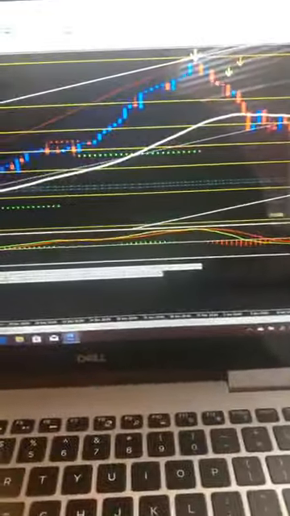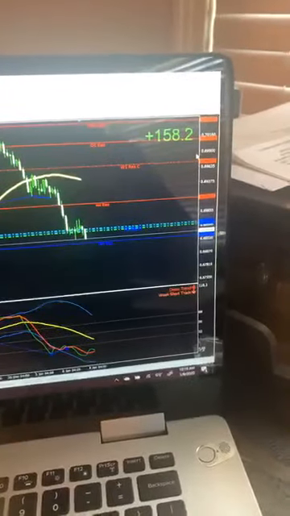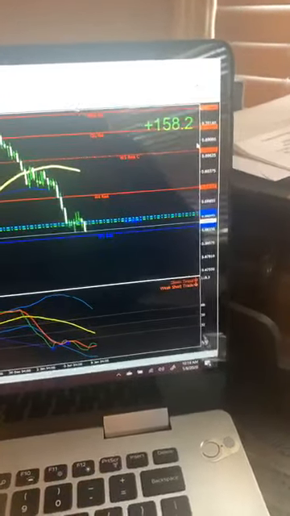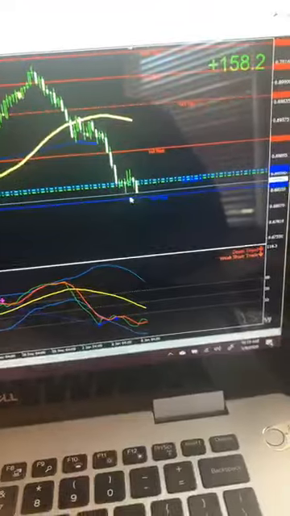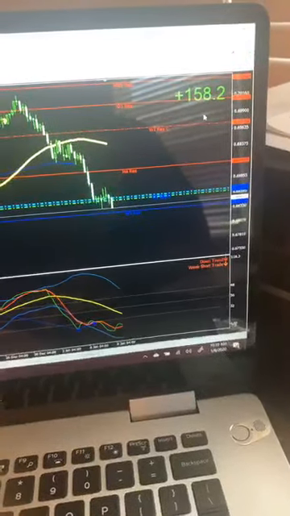So let's look at how many pips we're in profit on AU. On AU, we are 158 pips in profit. You see it is a nice little drop here. Teardrop is what I call it. And we're looking good.